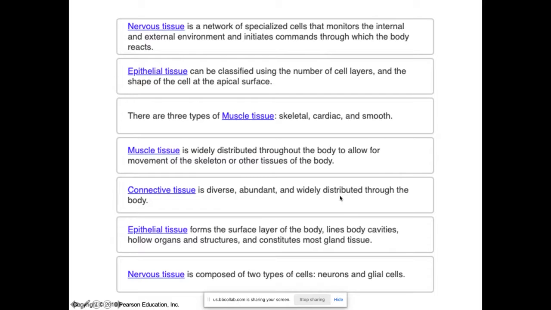Which is the most diverse, abundant, and widely distributed type of tissue? Well, it's not epithelium, it's connective. Which one is going to line the surface layer of the body? It's going to line cavities, hollow organs, and it makes up your glands like your mammary gland and sebaceous gland. And that's going to be epithelium. And which one's composed of the neuron and the neuroglial cells? Again, that's neural tissue.